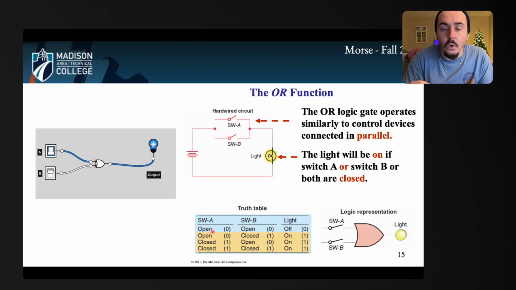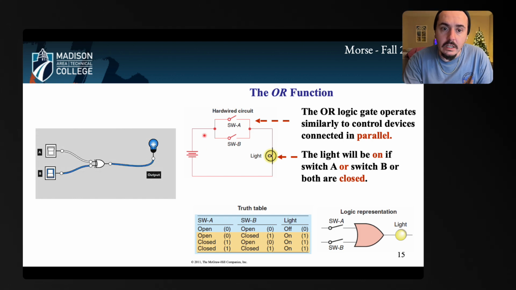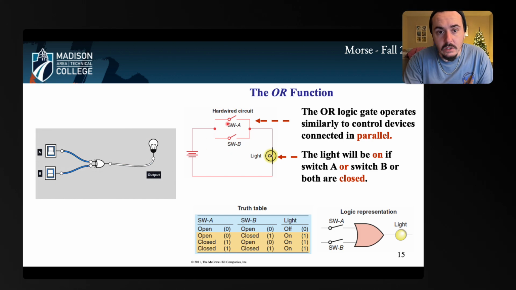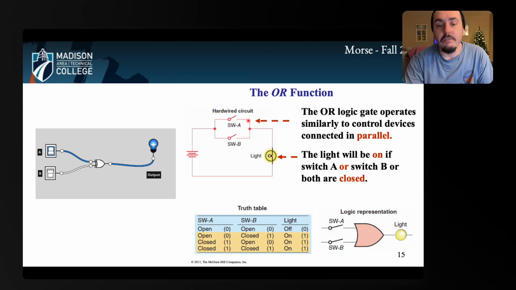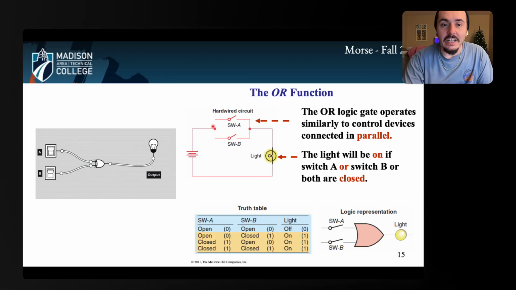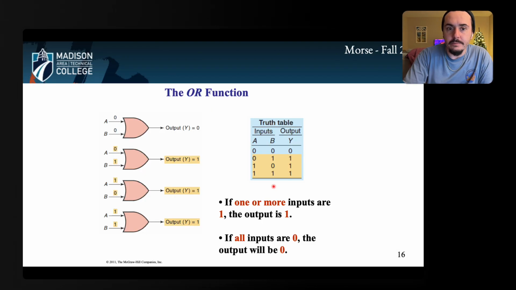So in this case, the only time I have this off is when both of them are off. But if here I have A open but B closed, then electricity just flows right through B. If B is open and A is closed, then electricity just flows right through A. If they're both closed, then electricity can flow right through both of them and turn the light on. So this just requires one of the inputs, A or B, in order for it to work.